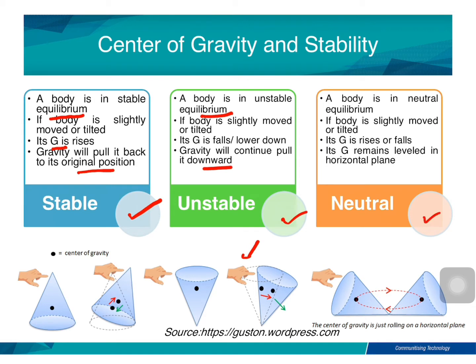So gravity will continue to pull it downward. And then the next one, neutral. A body is in neutral equilibrium if it is slightly moved or tilted, the center of gravity rises or falls, and then the center of gravity remains level in the horizontal plane.